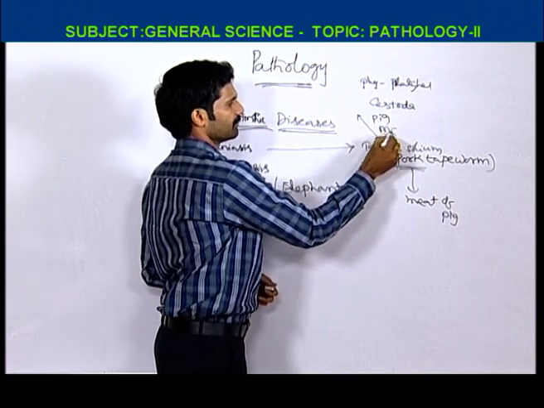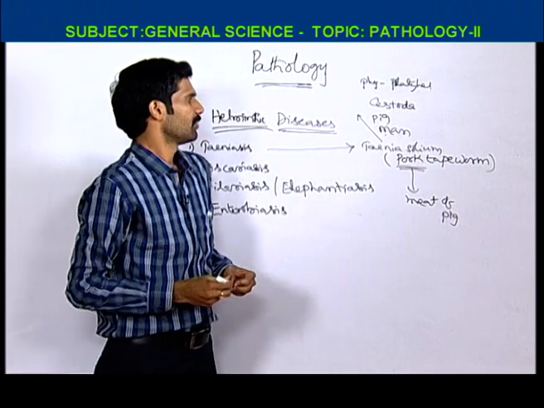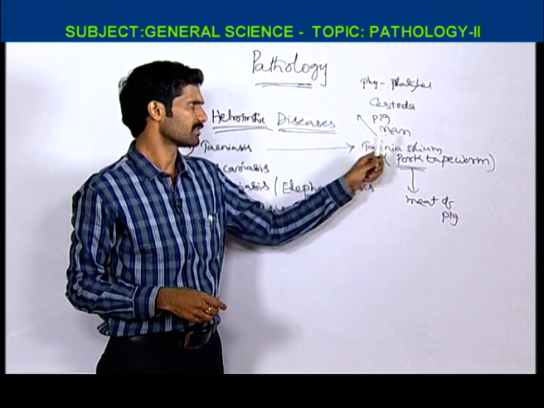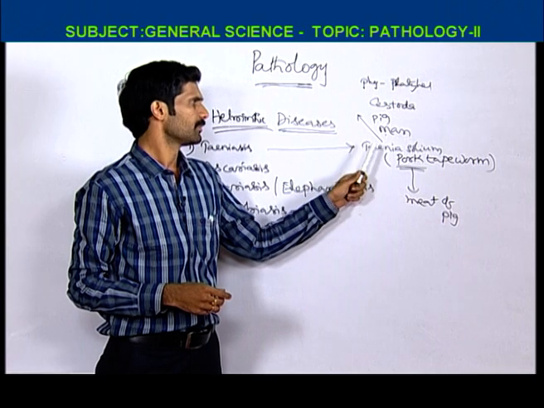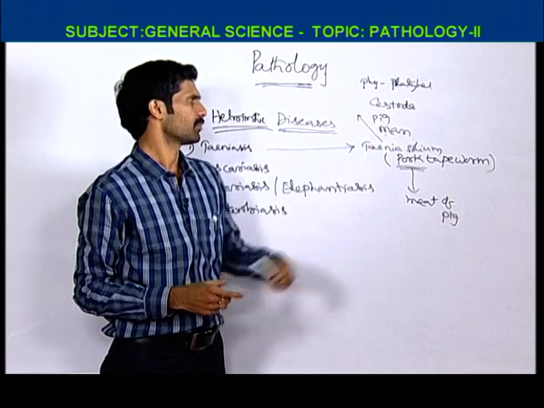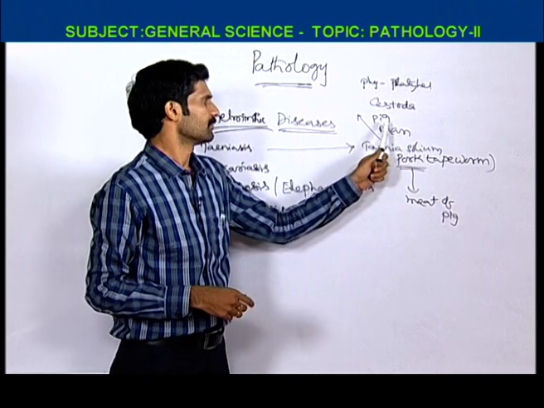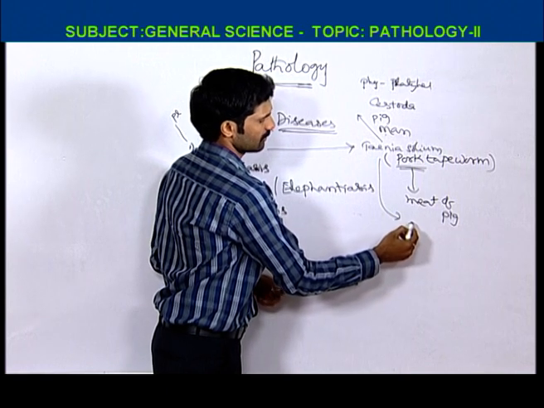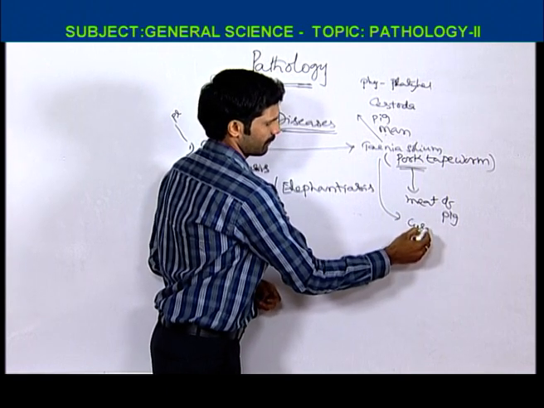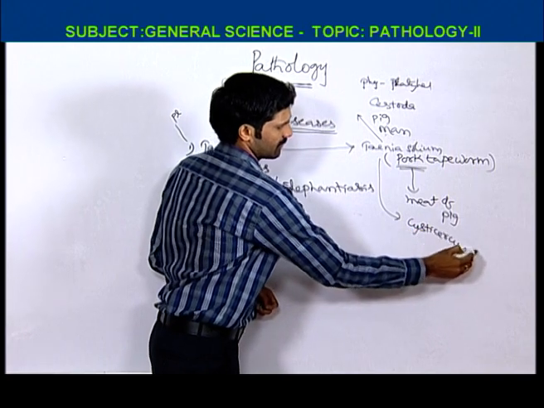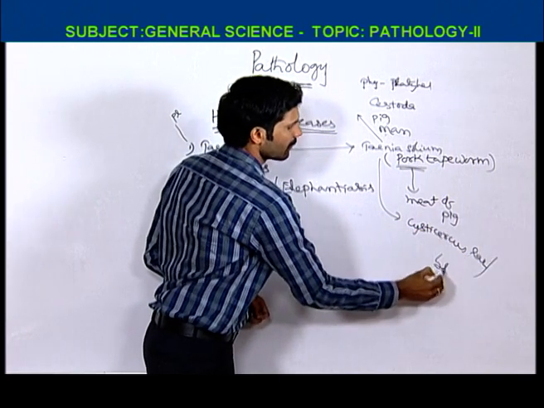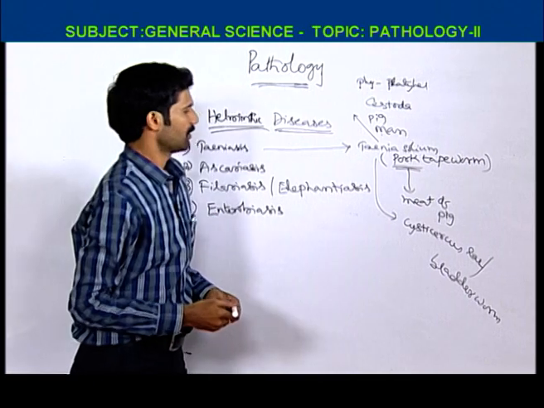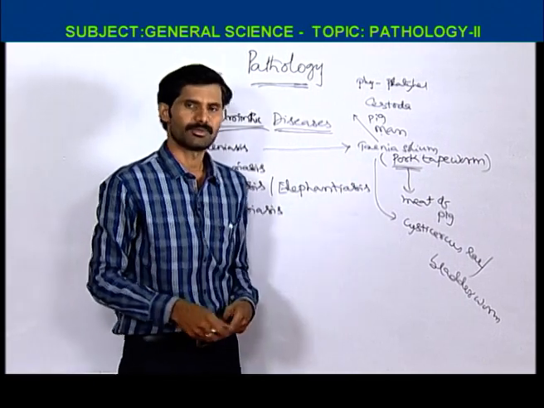Pig and man are the hosts: pig is the primary host and man is the secondary host for Taenia solium. Sus scrofa is the scientific name of pig. The larval forms of Taenia solium are called cysticercus larvae or bladder worms. These are the larval forms of Taenia solium, commonly called pork tapeworm.